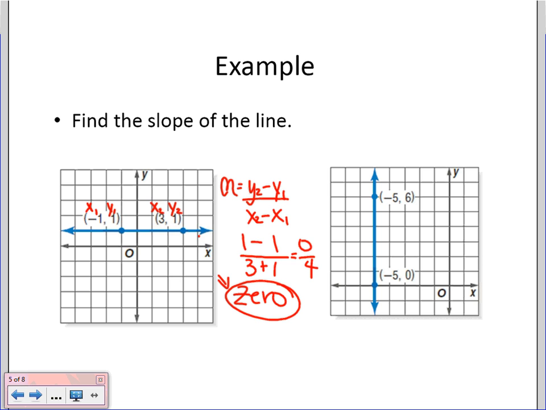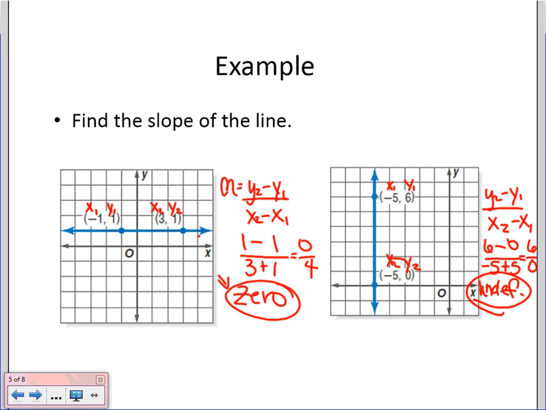Well, let's look at what happens with a vertical line. So we have x1, y1, x2, y2. And we plug into our y2 minus y1 over x2 minus x1. And we have 6 minus 0 over -5 minus a -5, which is a +5. And we have 6 over 0. Now, whenever we have something divided by 0, remember we can never have 0 in the denominator. So this slope is undefined. So whenever you have a vertical line, know your slope is always going to be undefined.